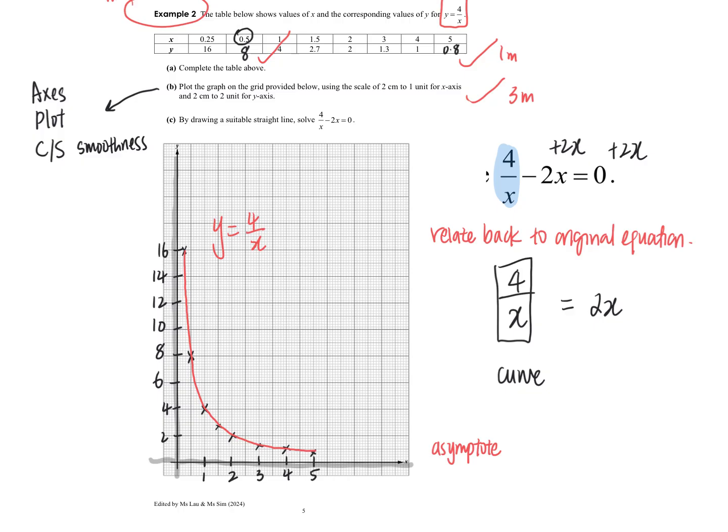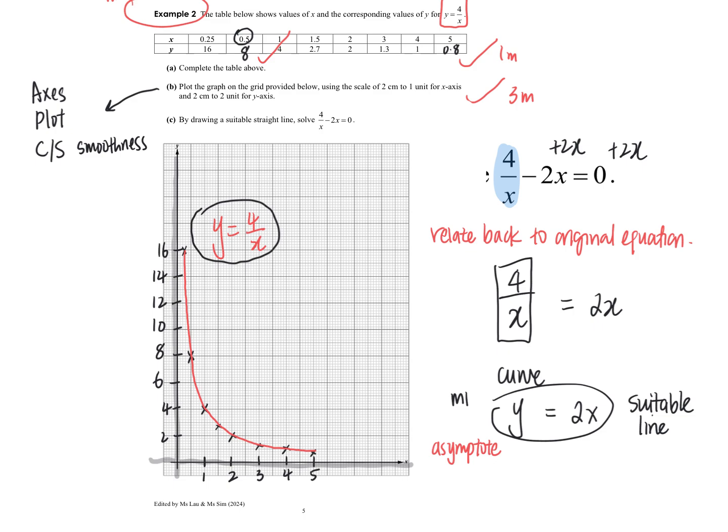So I already know that this thing here is y equals 4/x. So I change this to y. This is the suitable line that I need to draw, so that I find the solution. Once I see this, you will get your method mark for being able to do this. But sometimes, even when they see this, they don't give you the mark yet. They want you to draw it out first.